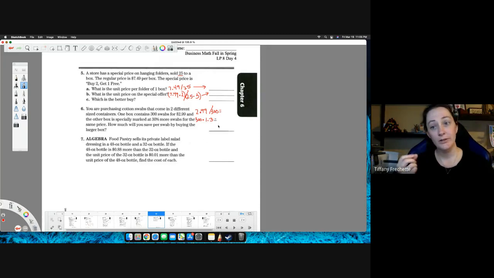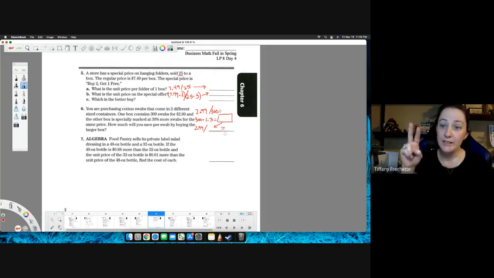So it's a quick way to not have to do that adding back. If that's a little confusing, I would definitely go with the option of doing 300 times 30% and then adding that amount back to 300. So this will tell you how many swabs are in the bigger box. And then we're going to take our price and divide by this piece here. And that'll tell us again our price per unit.